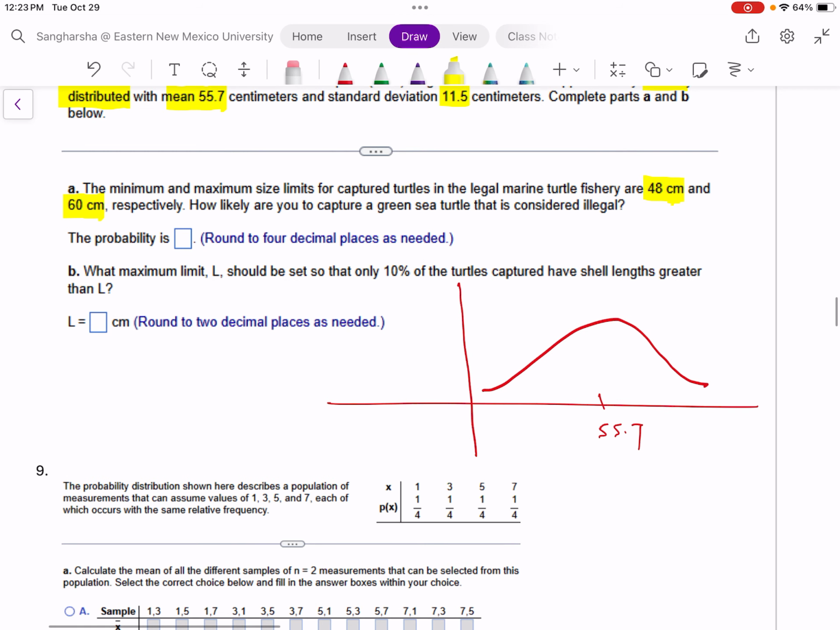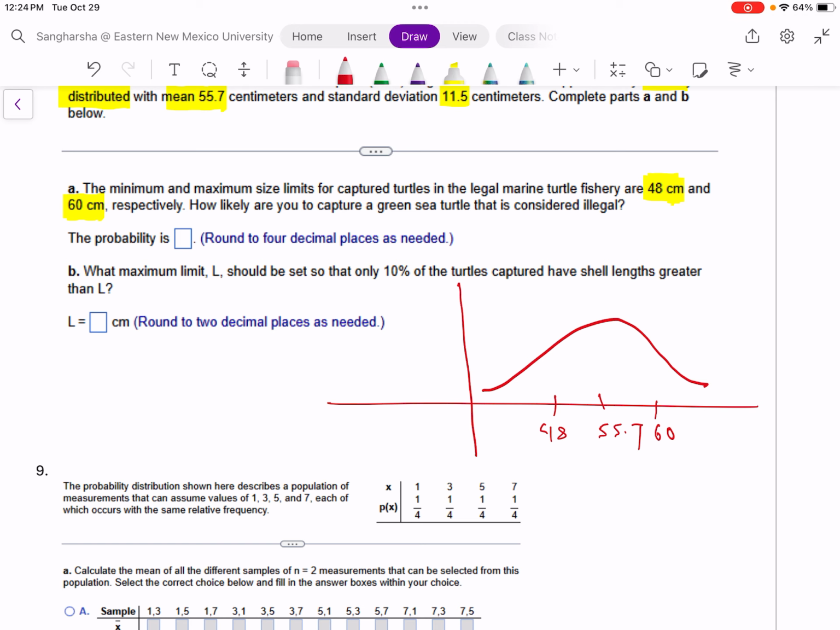Okay, so the minimum that you can capture is 48 centimeters, right? So 48 is somewhere here, let's say, and the maximum that you can capture is 60 centimeters, somewhere here. How likely are you to capture a green sea turtle that is considered illegal? Now what area? How likely means we are finding the probability. This is a normal distribution. Finding probability means finding area.